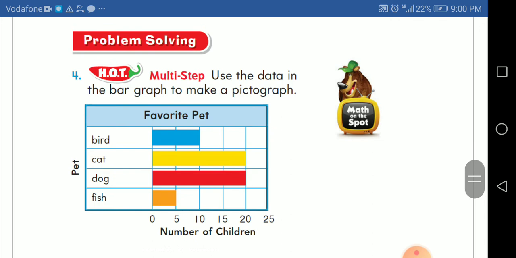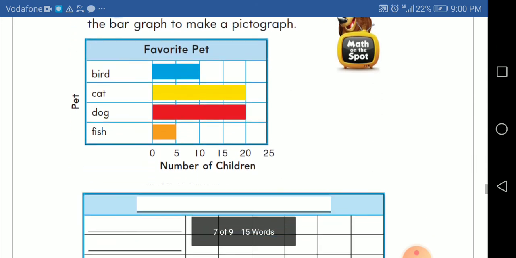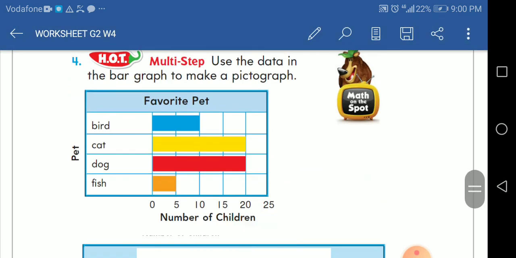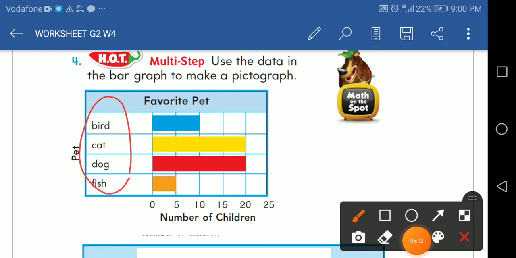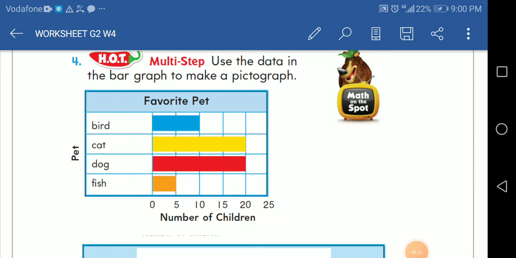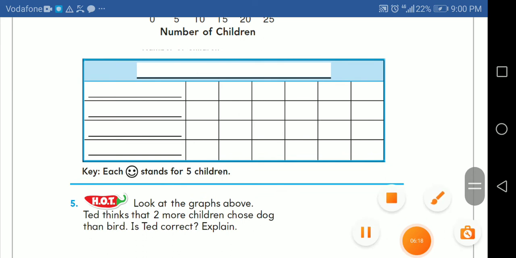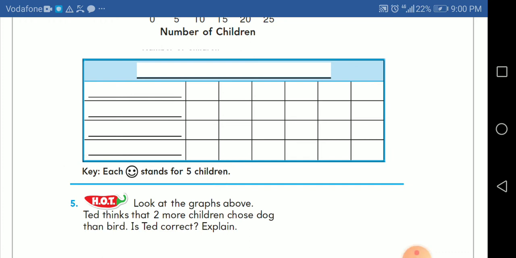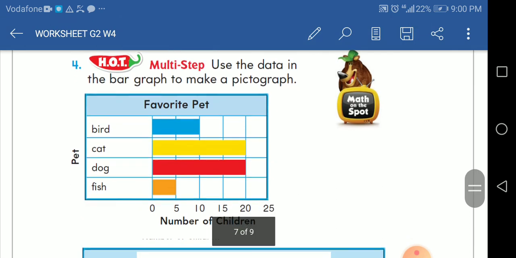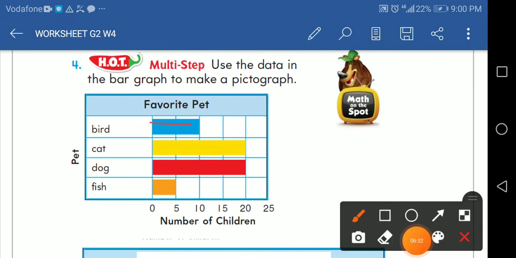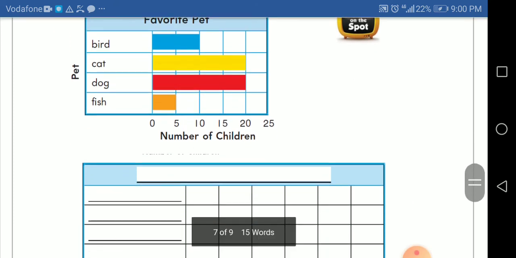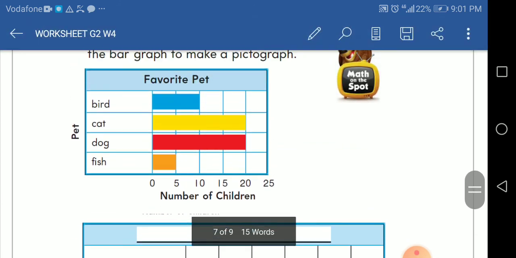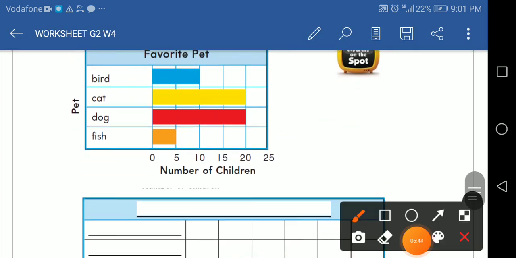Use the data in the bar graph to make a pictograph. Look here at the bar graph. We have the pets and the number of children, and we've got the pictograph. In every pictograph we look at the key. Each face stands for 5 children. For the first one we go like this and then down, we got 10. So 10 is distributed here, between what we have here, the bird.